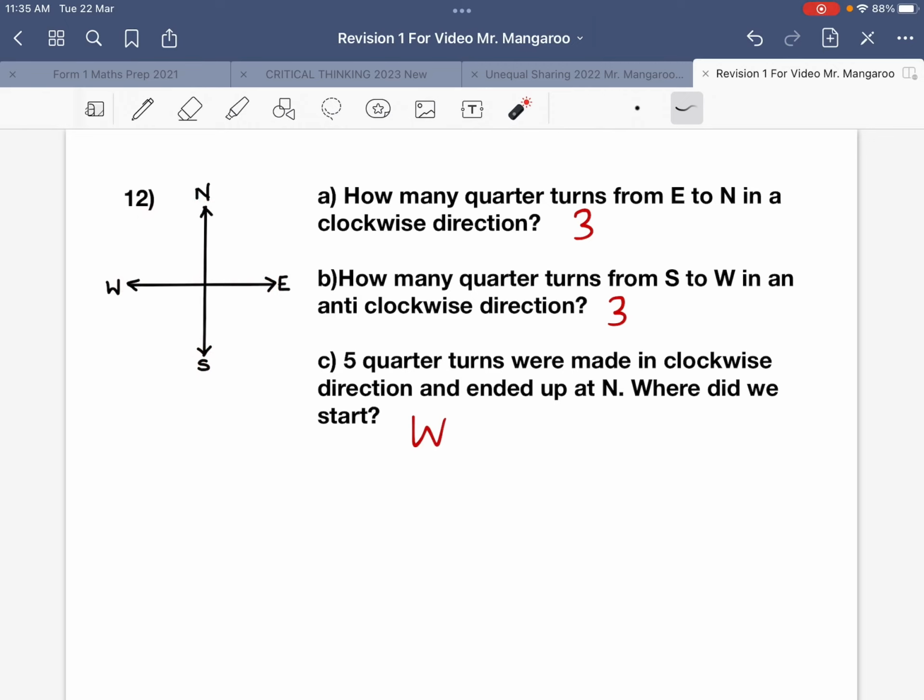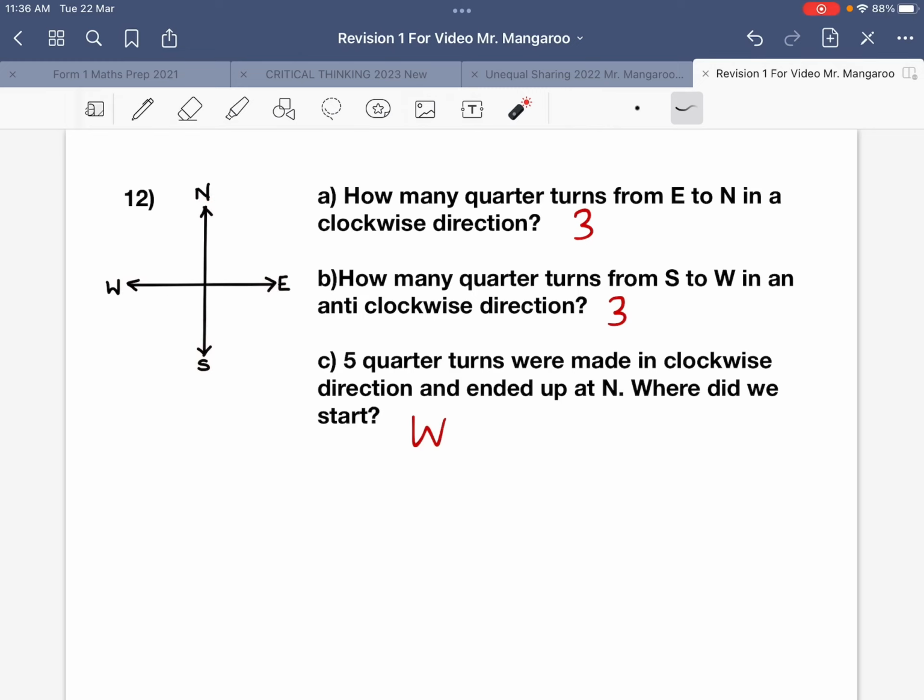B. How many quarter turns from south to west in an anti-clockwise direction? So that would be 1, 2, 3.